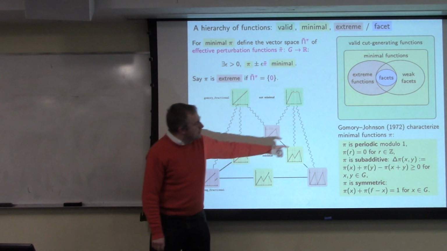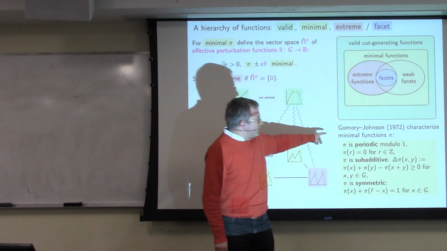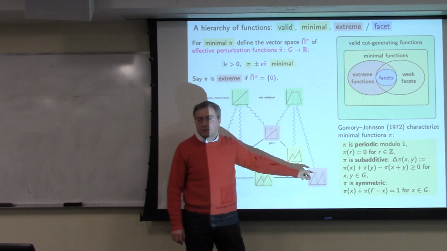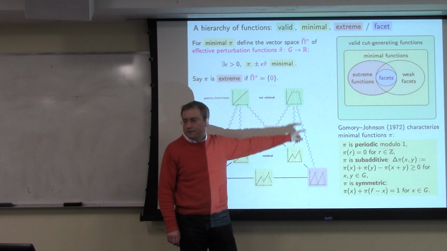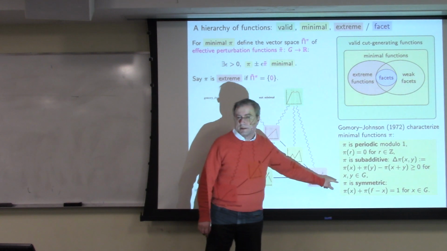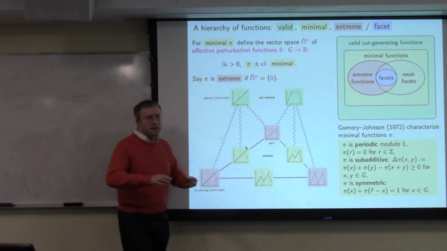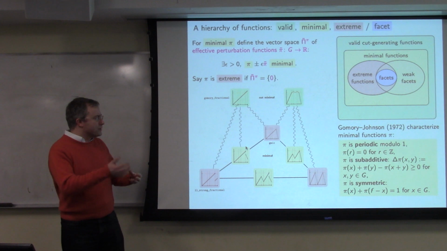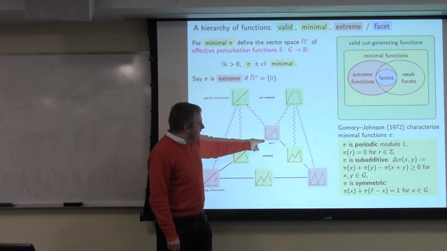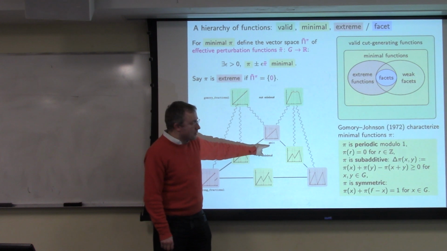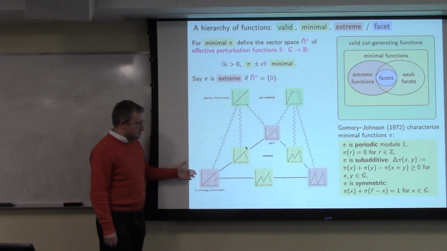In fact, I should have said that from this characterization of the minimal functions, you can actually see that they form a convex set, because all of these things are just linear equations or inequalities. So it's a convex set in this space of functions, and so we can talk about extreme points of that. This one is an extreme point. That's the Gomory mixed integer cut that I had before, and there are various other examples.